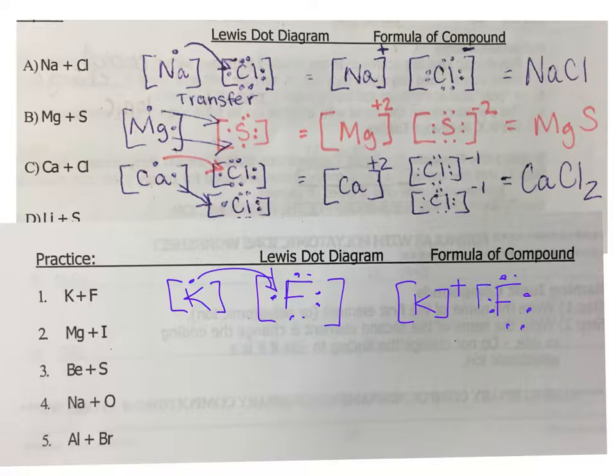Remember, some of your points come from that, so make sure you put all your electrons around it with a minus symbol, okay? And that's it. All right, and then you would show your KF, okay?